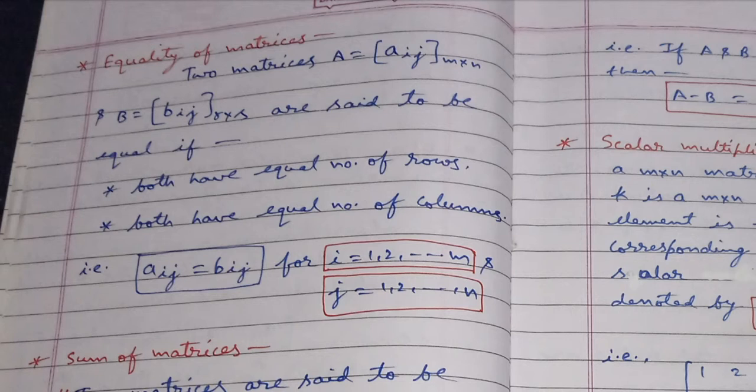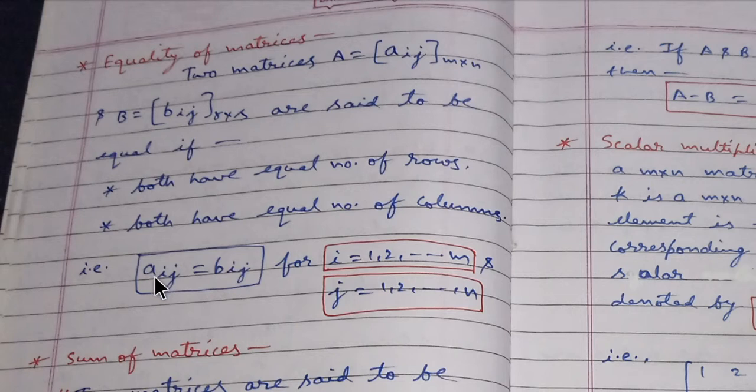Like here, two matrices A and B. If the number of rows in A, that is M, and the number of rows of B are equal, and the number of columns of A and the number of columns of B are equal, then we can say that these two matrices are similar. And if these two matrices are similar, then Aij will be equal to Bij.